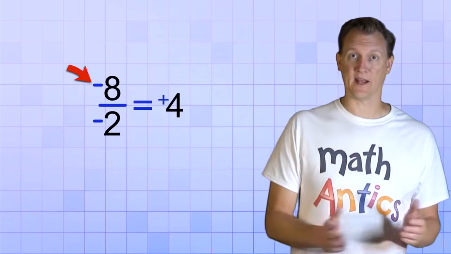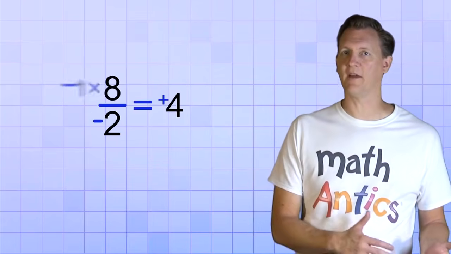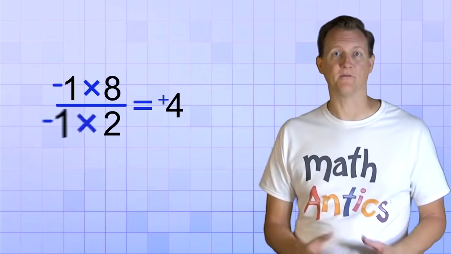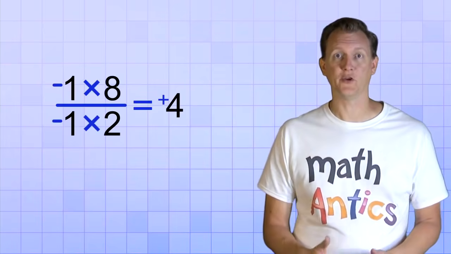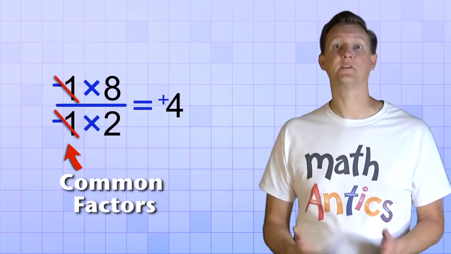And one way to see that a negative divided by a negative gives you a positive is to realize that if you factor out the negative 1 on the top and you factor out the negative 1 on the bottom, then you have a pair of common factors that you can cancel, just like you would if you were simplifying a fraction. Okay, are you ready for some more complicated examples?